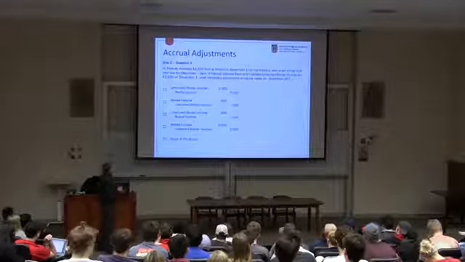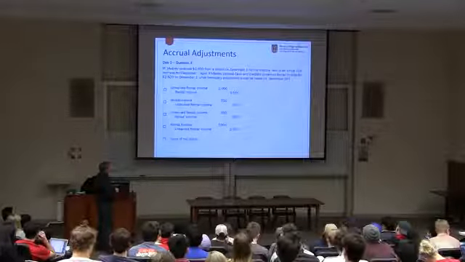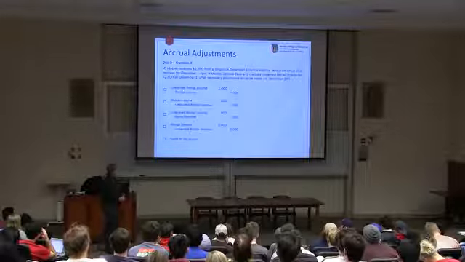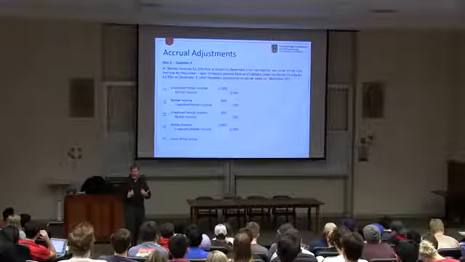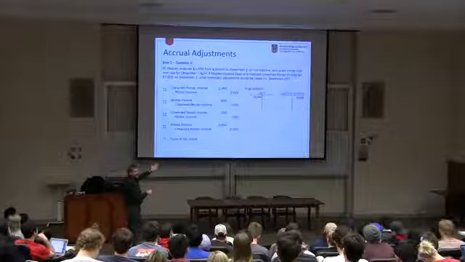Next one, it says this company received $2,500 from a tenant on December 1st for 5 more months' rent of an office. Okay, so we've received cash today. So the original journal entry would be what? Increase cash with a debit.